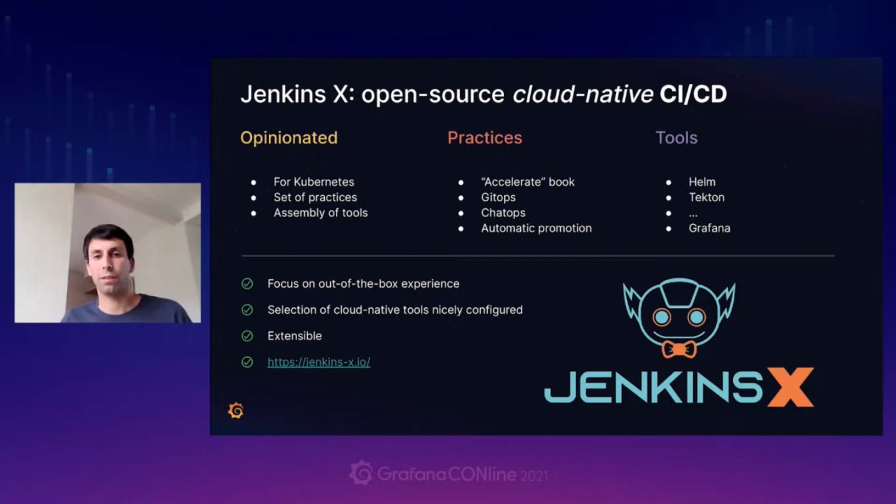So the main practices are defined in the Accelerate book. So if you are into continuous delivery and you don't know that book, I really recommend it to you. There are lots of good practices explained. And the practices that we are using in JenkinsX, for example, are GitOps, ChatOps, automatic promotion, and so on. And some of the tooling we are using: Helm for the packaging of the application in Kubernetes, Tekton for the execution of the pipeline, and so on, and Grafana for the observability part and visualization.